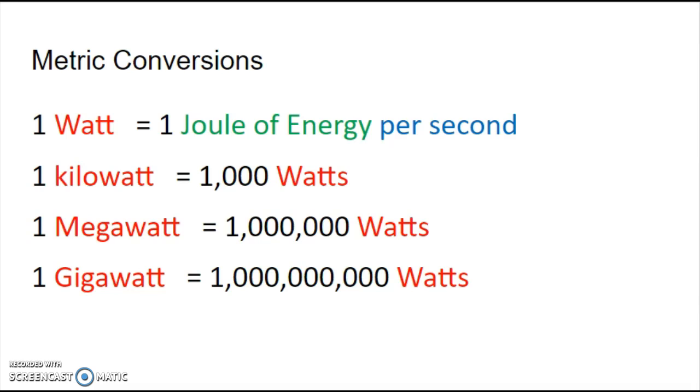We can write them as you see them here on the page, but remember we could also use scientific notation. So a kilowatt would be 1 times 10 to the third, because as you see here there are 3 zeros. A megawatt could be 1 times 10 to the 6th, because there are 6 zeros. And then a gigawatt could be written as 1 times 10 to the 9th, as you can see by the 9 zeros.